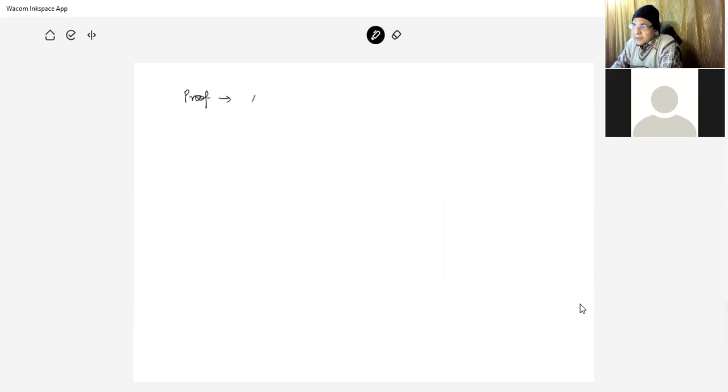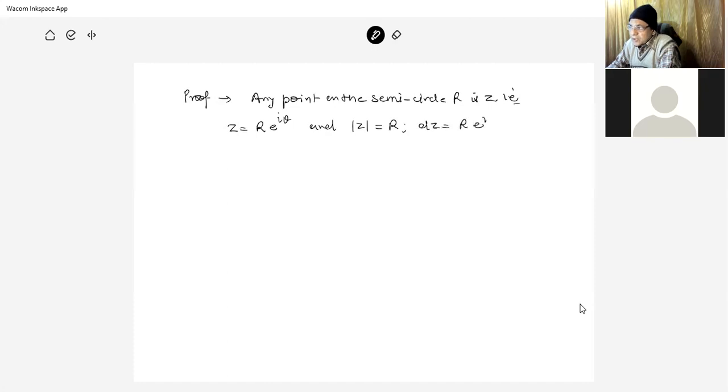Proof of Jordan's lemma: any point on the semicircle of radius R is z, that is z is equal to r e raised to the power i theta, and mod z is equal to r. dz is r e raised to the power i theta times i d theta, and mod dz is R mod d theta.